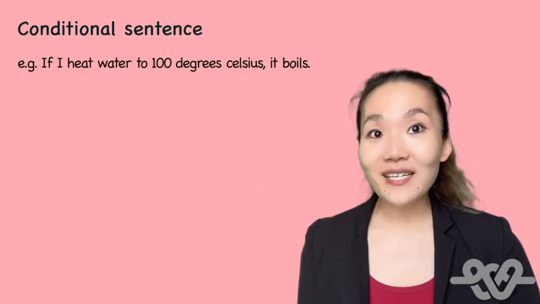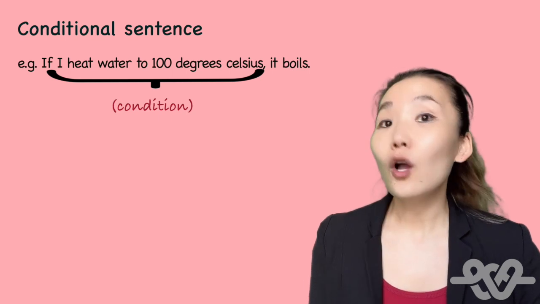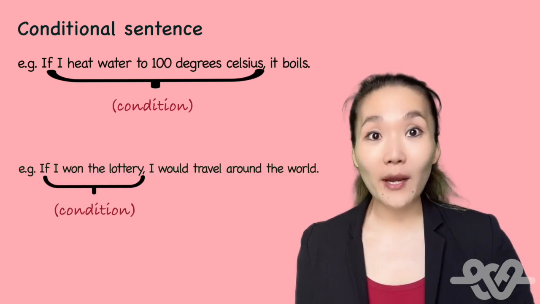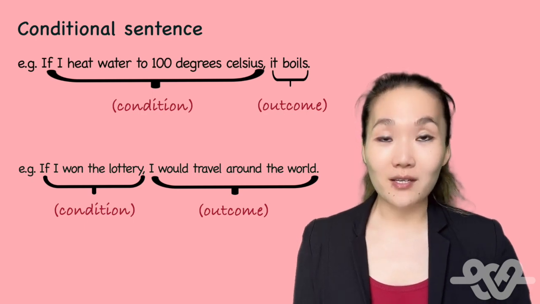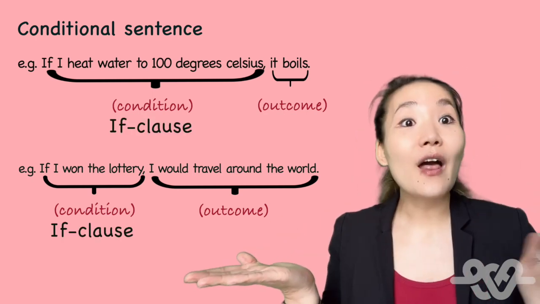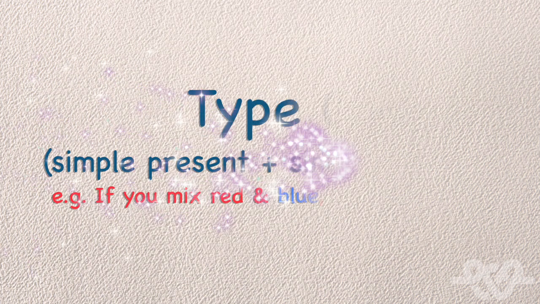A conditional sentence is a type of complex sentence that expresses a condition or a hypothetical situation and its potential outcome. It is made up of 2 main parts, the if clause and the main clause. There are 4 types of conditional sentences. Let's get into it one by one. Type 0 conditional sentence.